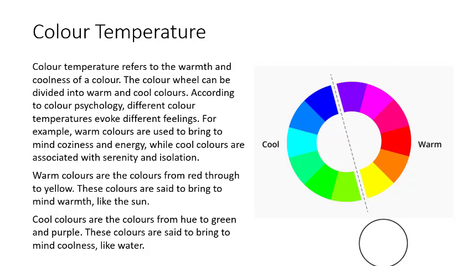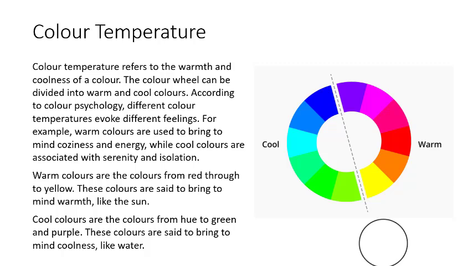Alright, let's move on to color temperature, which is the next. Color temperature refers to the warmth and coolness of a color. The color wheel can be divided into warm and cool colors. According to color psychology, different color temperatures evoke different feelings. For example, warm colors are used to bring to mind coziness and energy, while cool colors are associated with serenity and isolation.